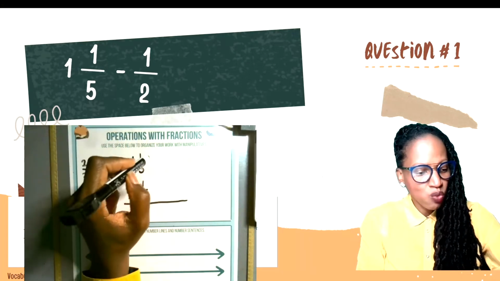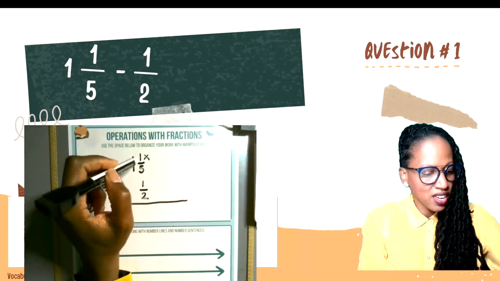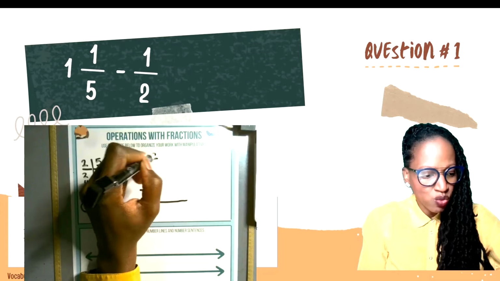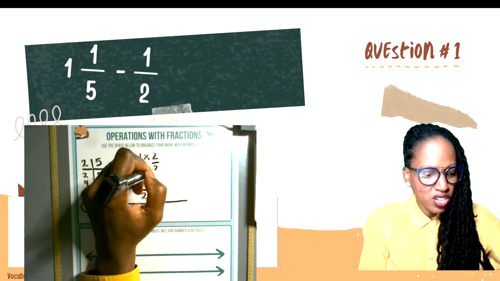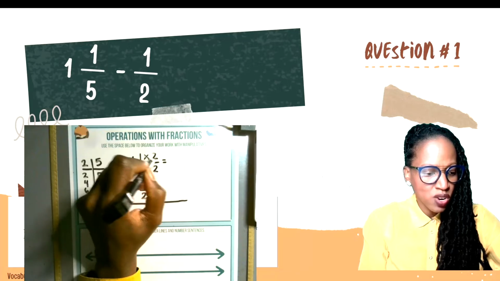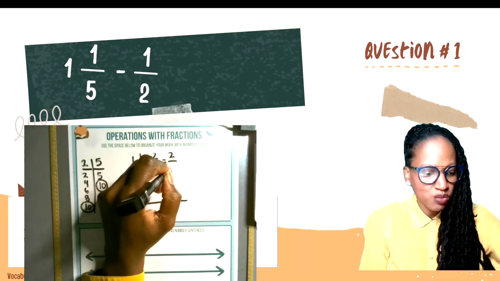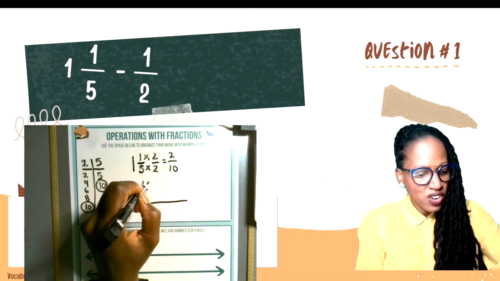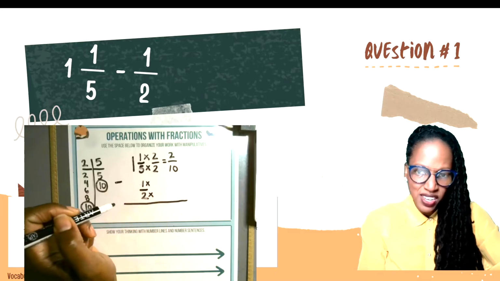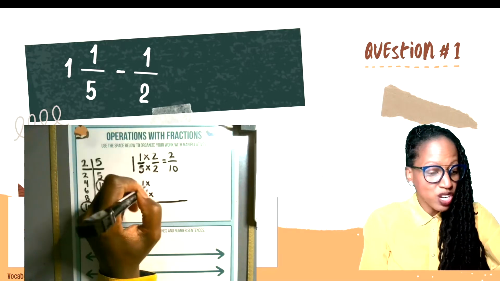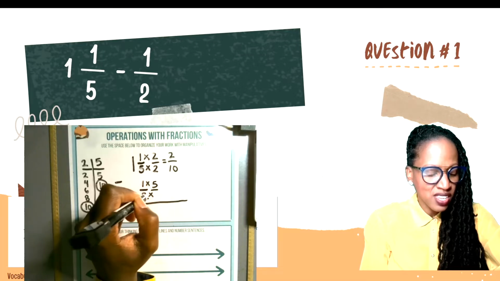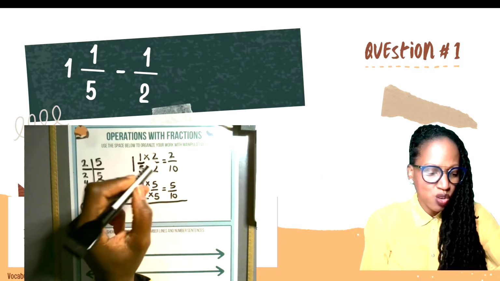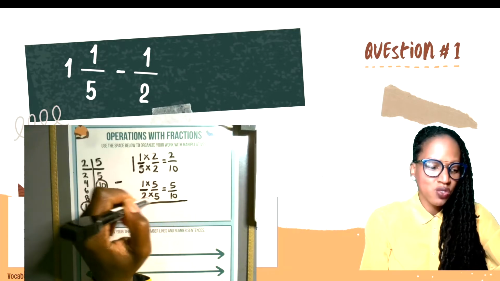So if I were to draw this, that means if I had fifths and I also divided those fifths in half, my numerator would become 2 small pieces and my denominator would become 10 small pieces. So 1 times 2 gives me 2. 5 times 2 gives me 10. So now I have 1 whole and 2 tenths, okay? Here, if I were to now represent fifths, split my halves into fifths as well, my numerator would become 5 small pieces and my denominator would also become 10 small pieces. So we would have 5 times 1 is 5, 2 times 5 is 10.